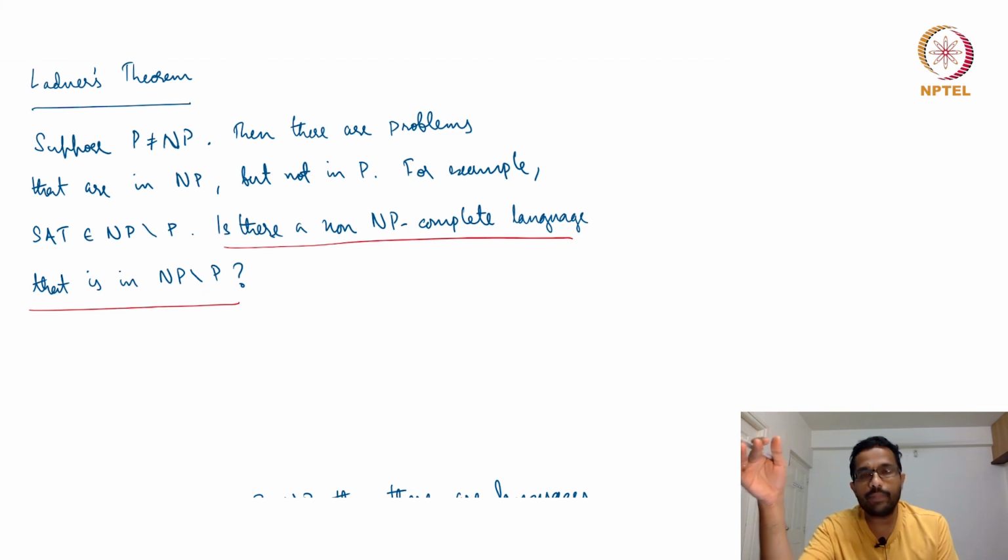So we know that NP complete problems cannot be in P if P is not equal to NP, because if NP complete problems were in P, then P would be equal to NP. For instance, if SAT was shown to be in P, then all of NP is equal to P. So for sure, if P is not equal to NP, then SAT and other NP complete problems like clique, three colorability, all of them are not in P.